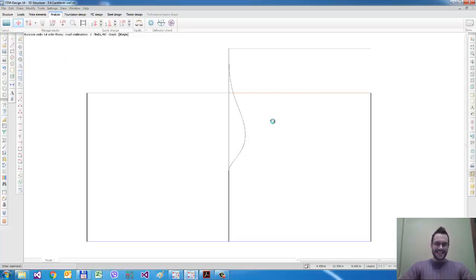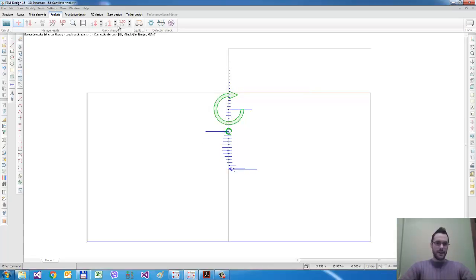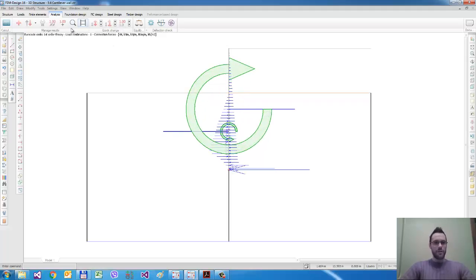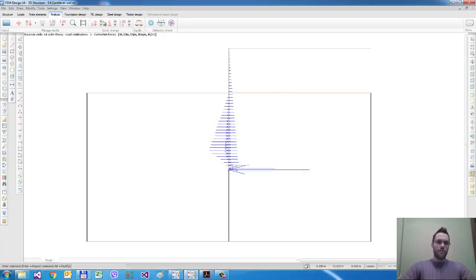So in this case, let's check the connection forces next to the wall. And you can see here also the resultant and the distribution of the connections around the wall. And let's see that for surface. Let's just delete the resultant and let's check just the distribution of the connection forces.